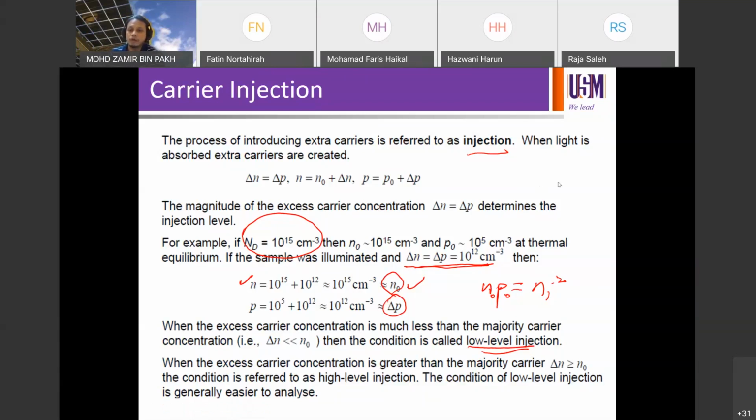However, when you introduce your delta N or delta P at a level comparable to the majority carrier concentration, it will be called high level carrier injection. And in that case, it will change the density of majority carriers.